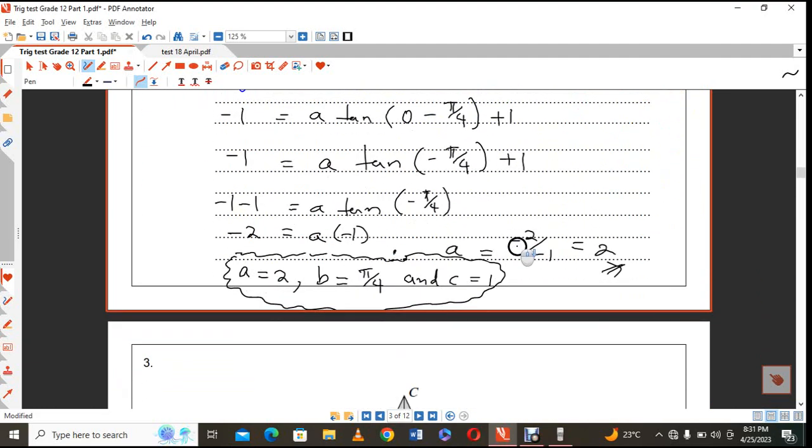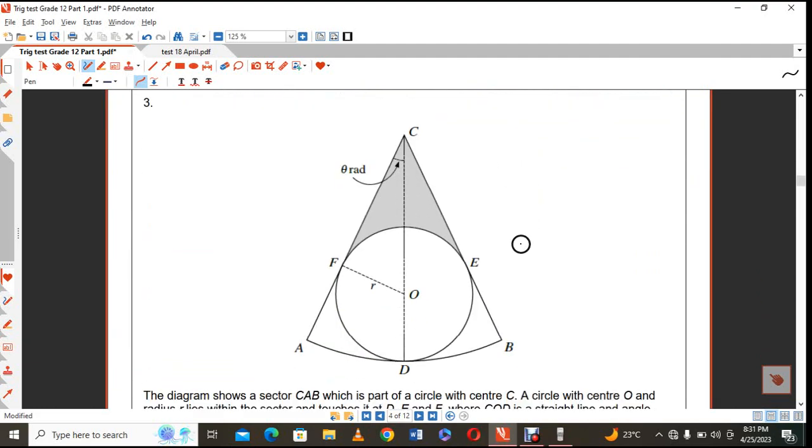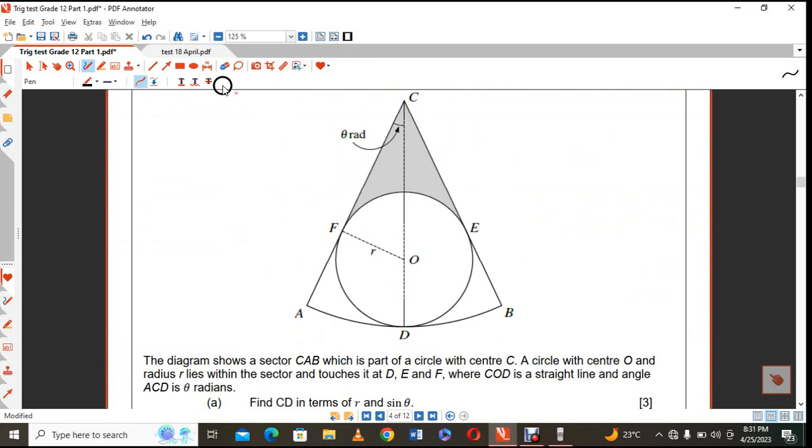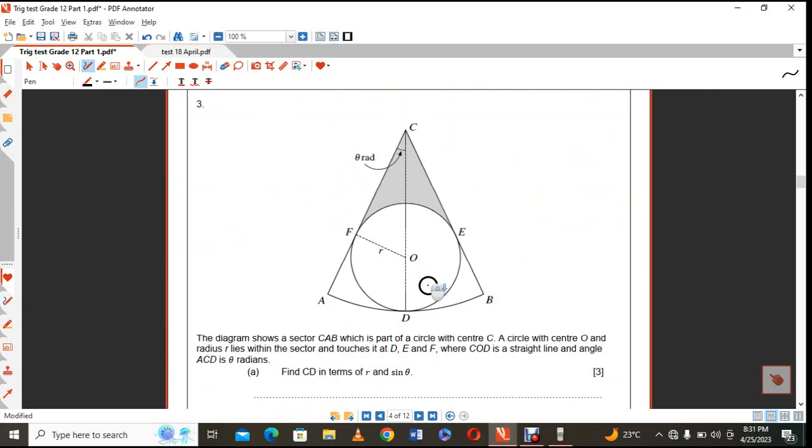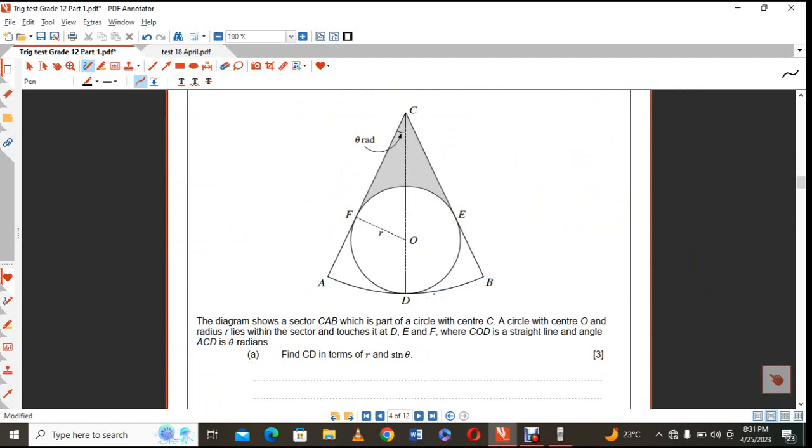Okay, so that takes care of that question. So we come to question 3. Maybe I'm just going to minimize it so that you can also read this question well. So again, this is circular geometry, and it's quite important that you understand circular geometry as well. I said this is part 1 of my tests, because the other stuff is still coming: sketching of graphs, trig identities, and so on.